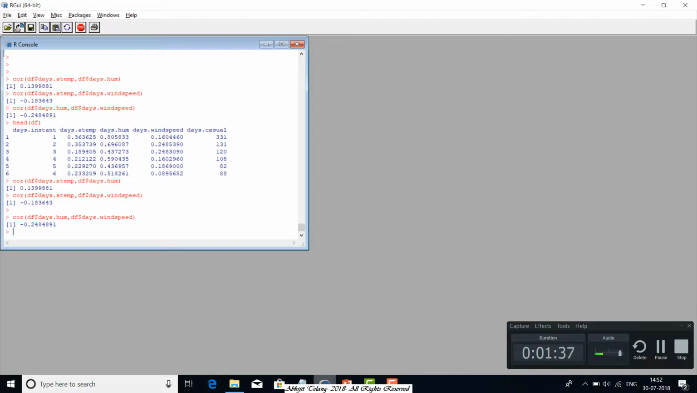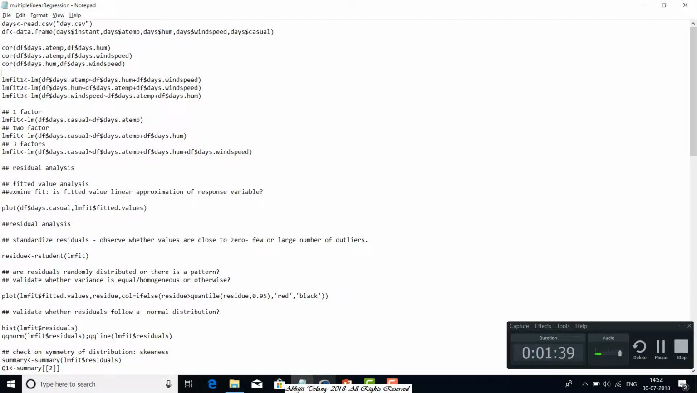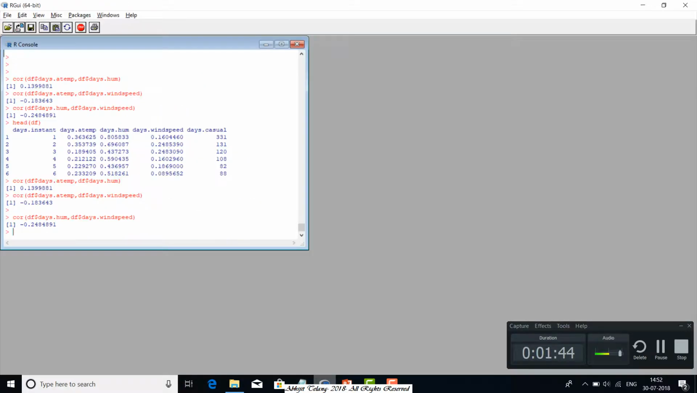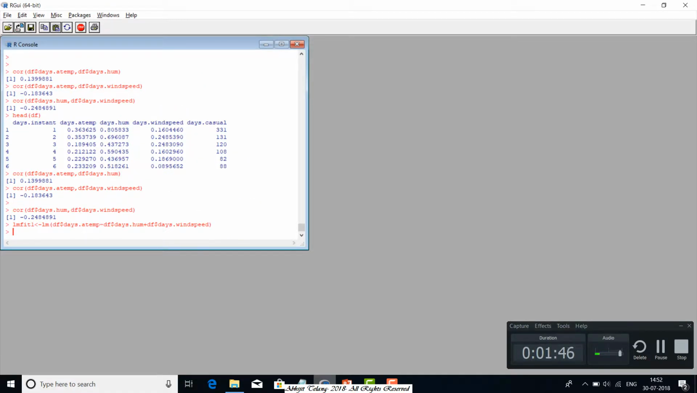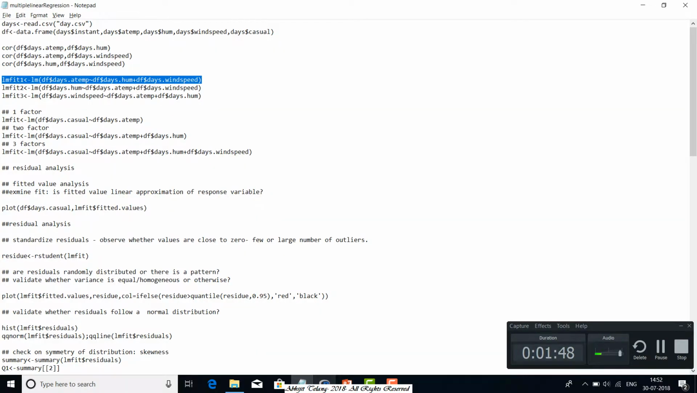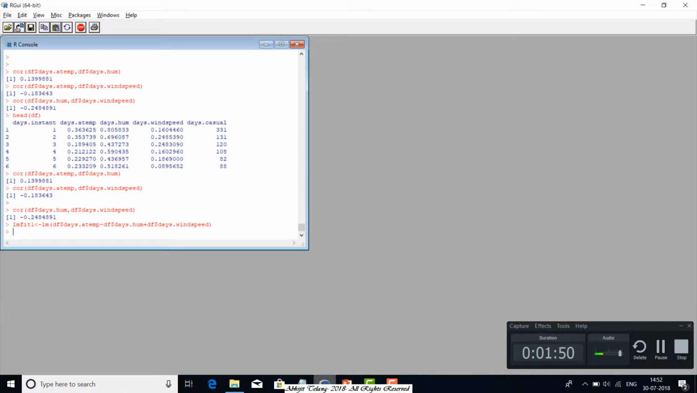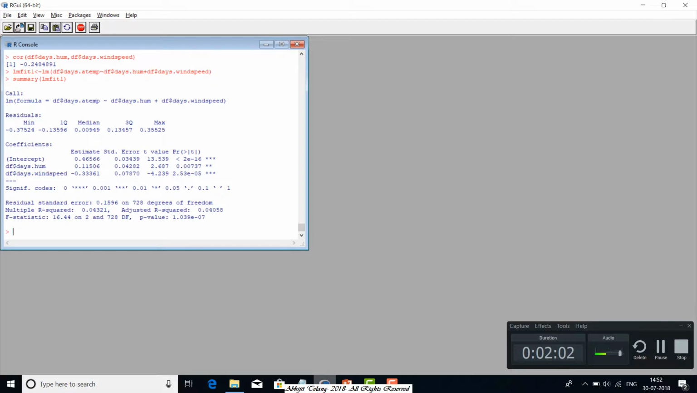For that, we need to calculate the variance inflation factor, called VIF, and that's calculated by making each of these a response variable in turn, and we will see whether they can be explained by the other two variables. So there's lmfit1 where I've done a regression using temperature as a response variable, and I can quickly do a summary of lmfit1 to understand the R-square value, which is 0.04.